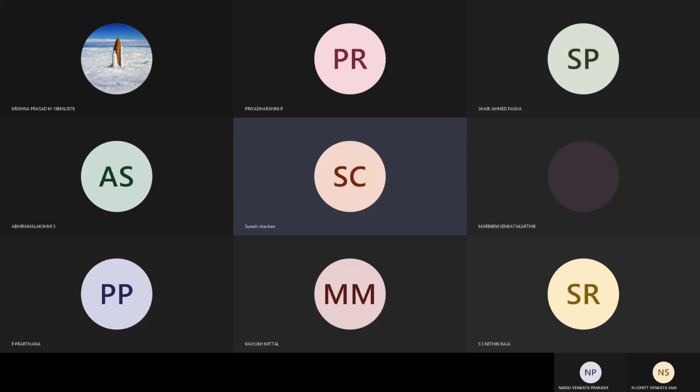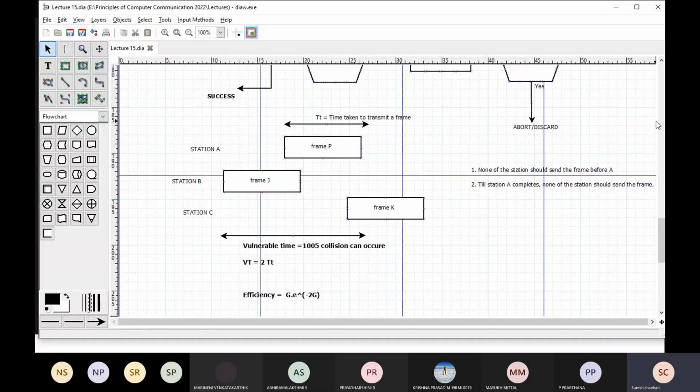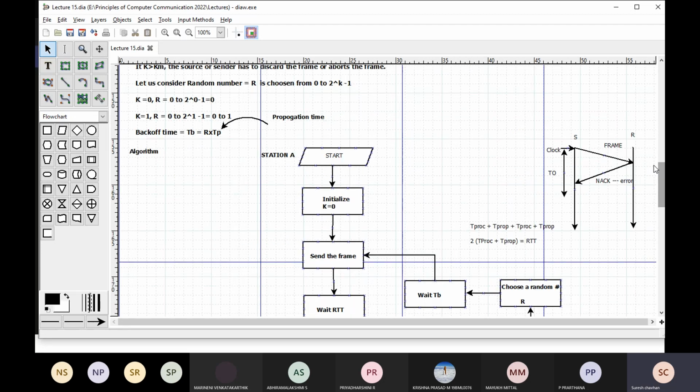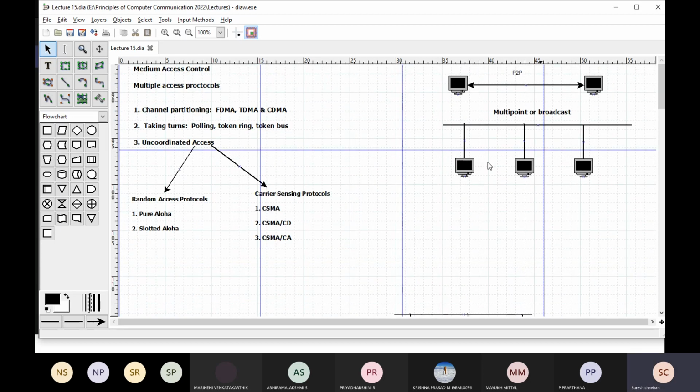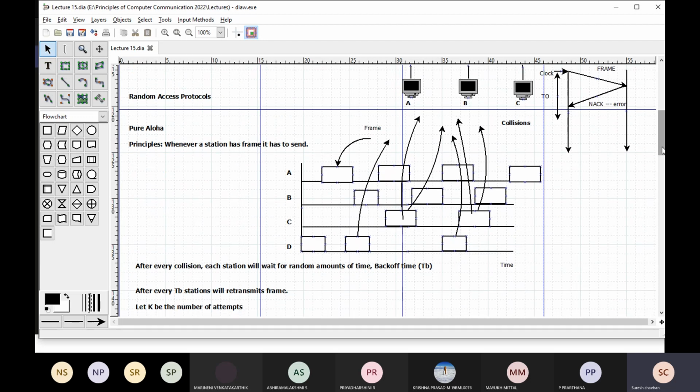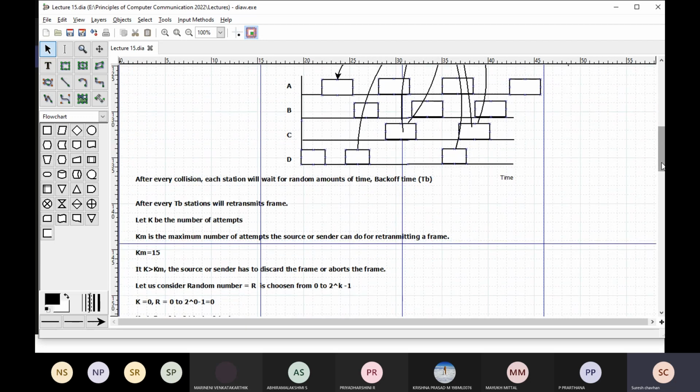So in the last class, we were seeing the Aloha concepts, right? One of the uncoordinated access. In that we have seen the random access and the carrier sensing multiple access, right? Carrier sensing protocols. So yesterday I just introduced what is the random access protocol, and in that the pure Aloha, its basic principle and how it works with a clear diagram.